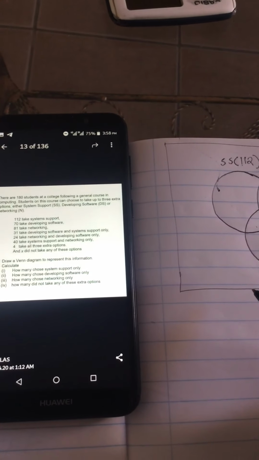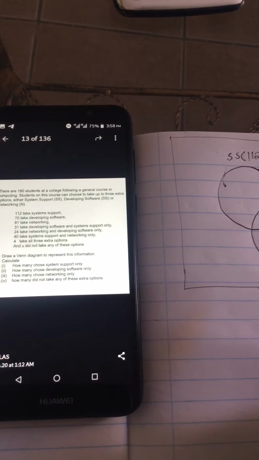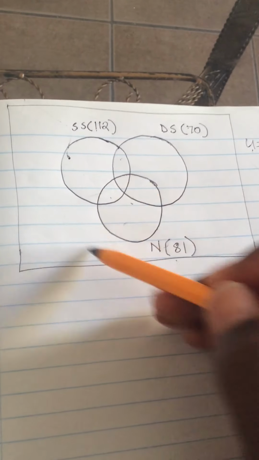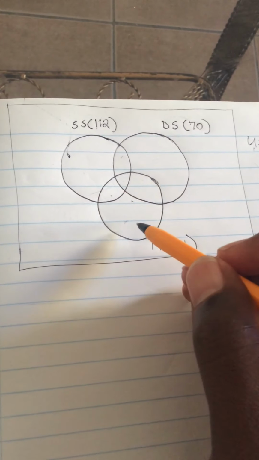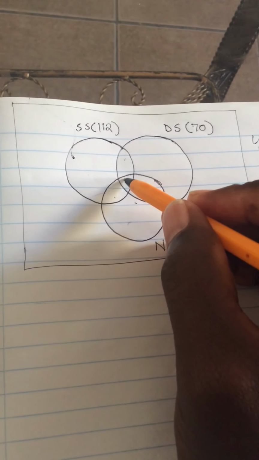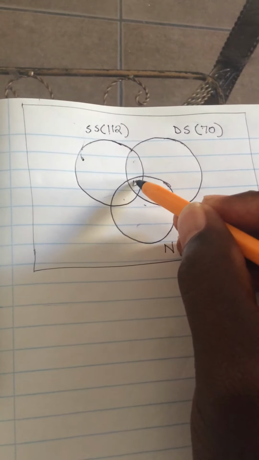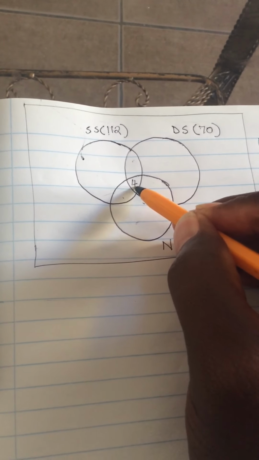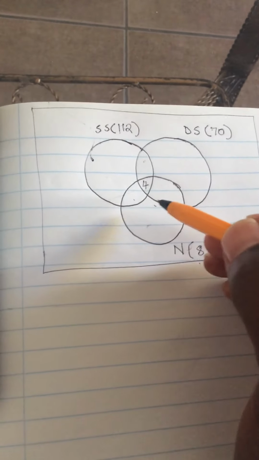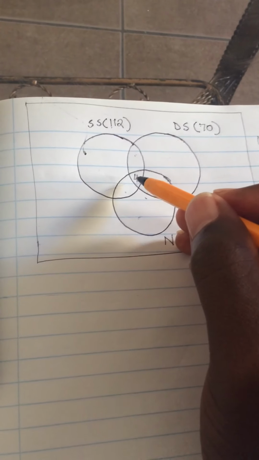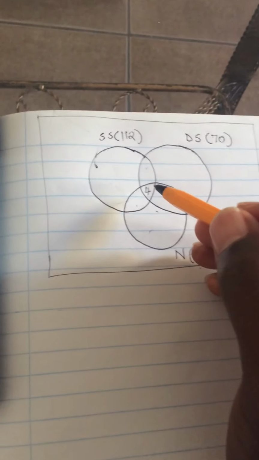So let's start with the number of students that take all the extra 3 classes. You have to check where all of these 3 circles are intersecting. So this is the point with 4 students. These 4 students take everything. They are taking everything. Therefore, they are in the middle, in this intersection of everything.